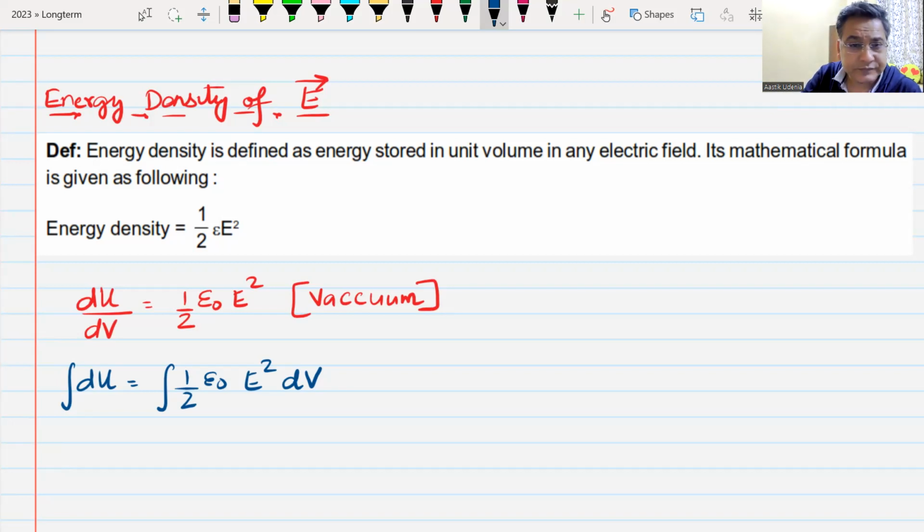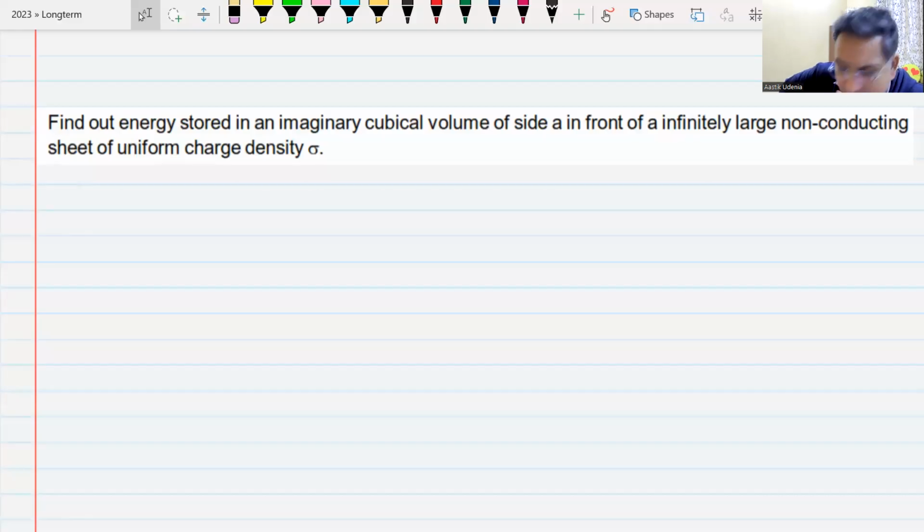1 minute. Then this is the next question, sir. Find out the energy stored in an imaginary cube whose side length is A, which is placed in front of an infinitely large non-conducting sheet of uniform charge density sigma. I'll give you 2 minutes to give me the answer.